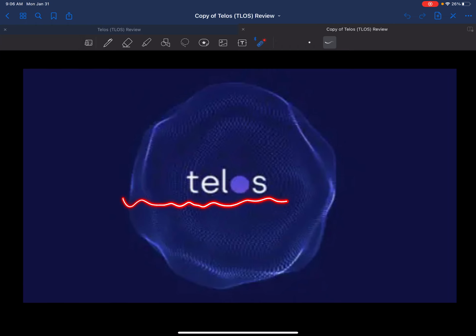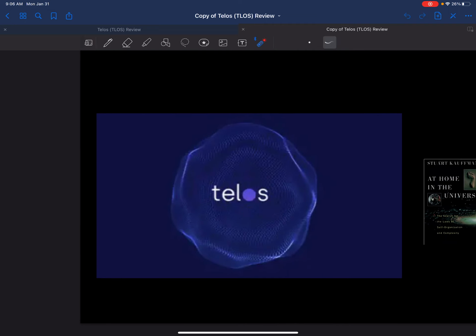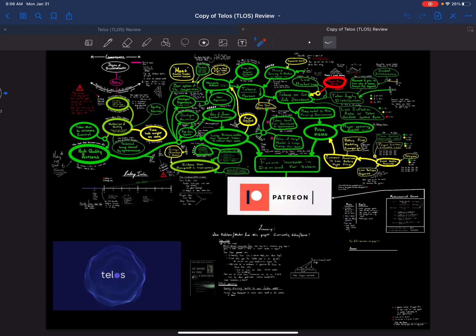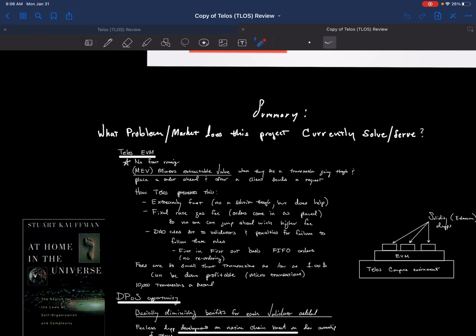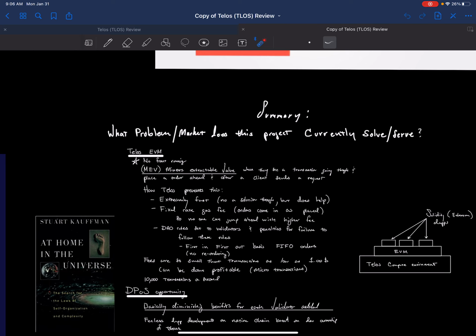Today I'm going to review Telos. So this is a top-down view of the project for the color coordination. You can see the map of the different aspects and how they interrelate. And the color coding means whether I find, from personal judgment, that something is good, neutral, or negative. So what problem or what market does this project currently serve or solve?